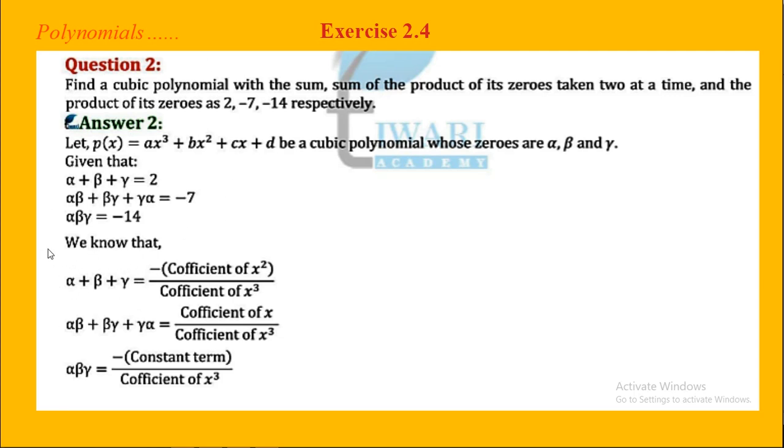So we already have a relationship between the zeros and the coefficients of the cubic polynomial: the sum of its zeros is equal to minus the coefficient of x² by the coefficient of x³, the sum of the product of the zeros is equal to the coefficient of x by the coefficient of x³, and the product of the zeros is equal to minus the constant term divided by the coefficient of x³. With these hints, by comparing this relationship between the coefficients and the zeros, we can find each coefficient, and thus we can find the cubic polynomial.